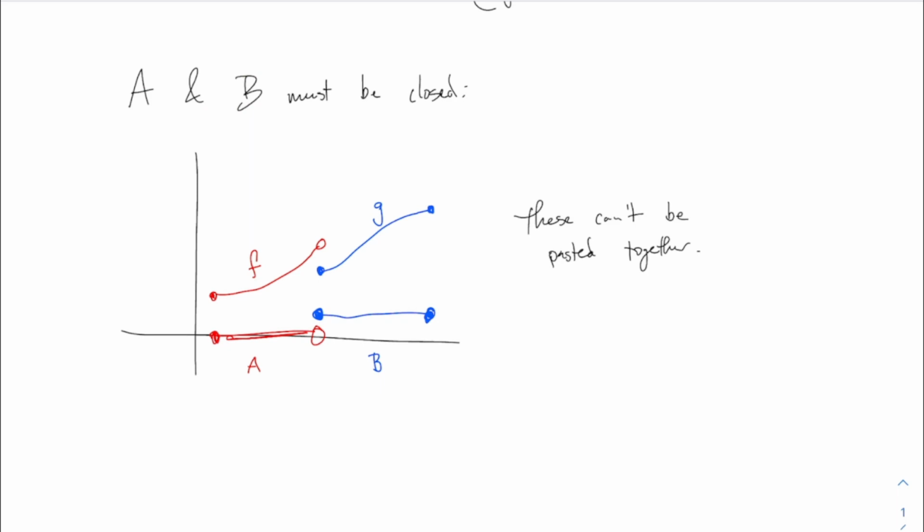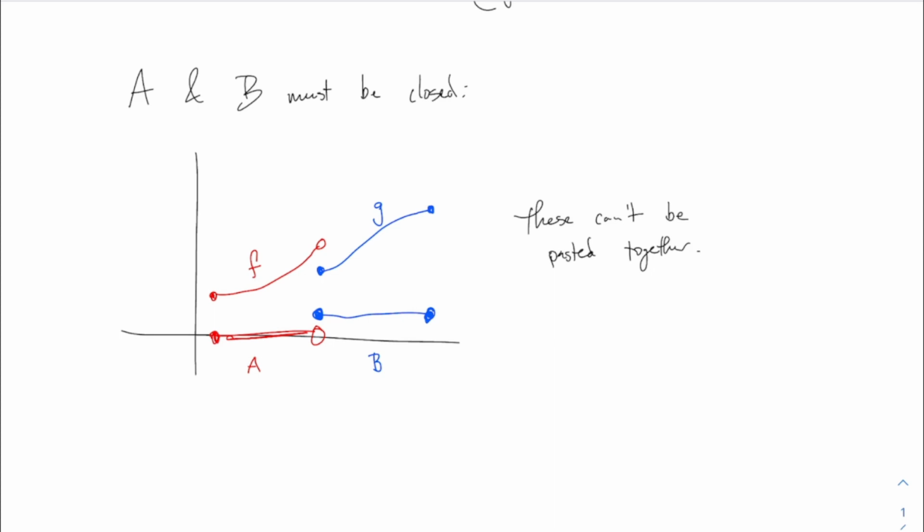What if we move B more to the left? In this case, if we move B more to the left to make it so that they do overlap on some points, then this example is a counterexample to the pasting if one of the sets is not closed. If you do that, it's no longer a counterexample. But this counterexample is enough to demonstrate that something goes wrong if one of the sets is not closed.